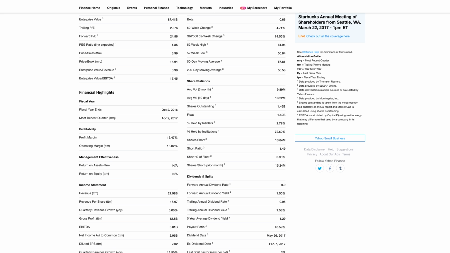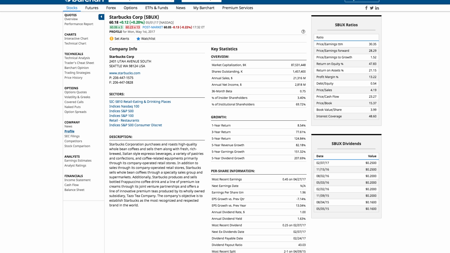So the first thing I'm going to do for Starbucks is, because they have large income, I want to see how much of that is returned to its shareholders. So their return on equity is 47%, which is exceptional for a company that's also growing.